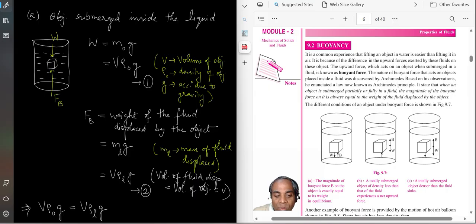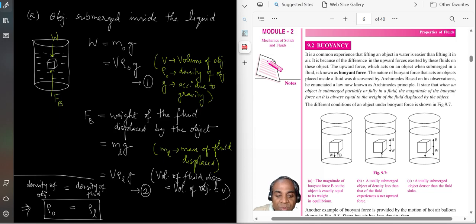Now what are the common terms on both sides of the equation? V is the common term, so it can be cancelled. What are the other common terms? G, acceleration due to gravity, is also common. So when we remove these, we get rho O equal to rho L, or we can state this situation in a different way. When the density of the object, I'll write it above, density of object, and here it is density of fluid in which the object has been placed.